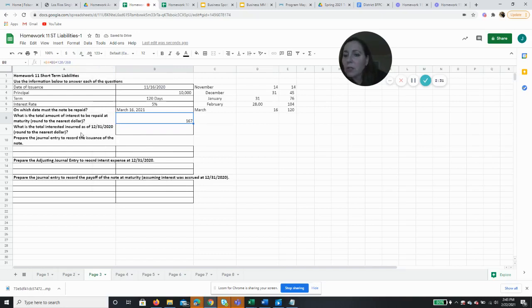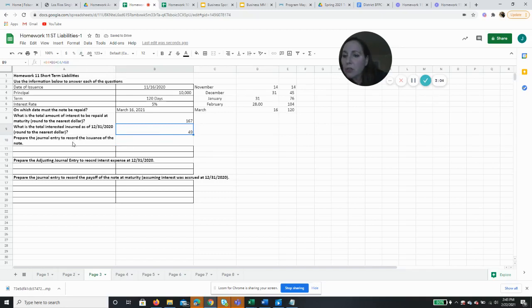What is the total interest incurred as of 12/31? Okay, well, we said at 12/31, this note was going to be outstanding 45 days, or will have been. So we're going to multiply the principal times the interest rate times 45 divided by 360. That's going to give us $48. And again, we're going to follow the instructions and round to the nearest dollar, so $49.